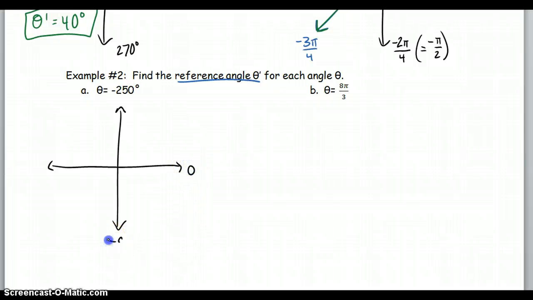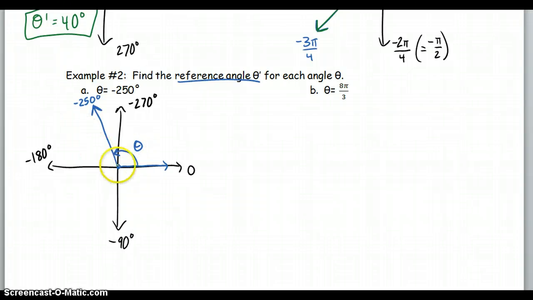So 0, negative 90 degrees, negative 180 degrees, negative 270 degrees. And I can see right away negative 250 is going to lie between negative 180 and negative 270. So I'm going to go ahead and sketch that angle out. Negative 250, it looks like it would be right around there. So this right here is my angle theta.